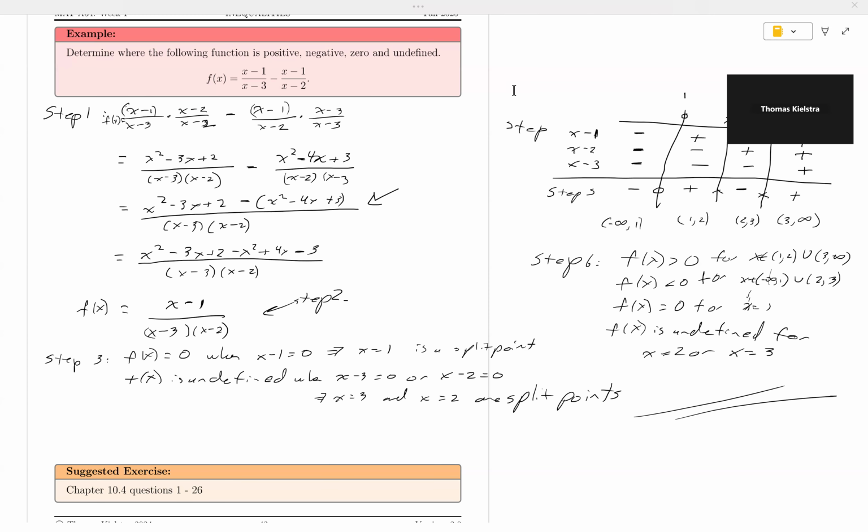In the second part of this series, we're going to be looking at using these sign charts not to determine where a function is positive, negative, undefined, and equal to zero, but to solve inequalities. Now, before we do, I just want to highlight that if you're looking to practice more questions, chapter 10.4, questions 1 through 26 are great questions to practice in terms of where is a function positive, negative, undefined, and equal to zero.